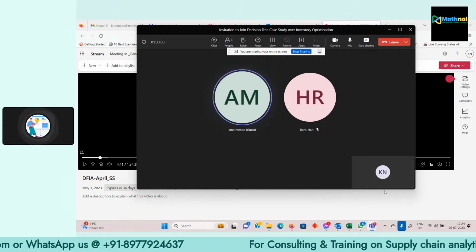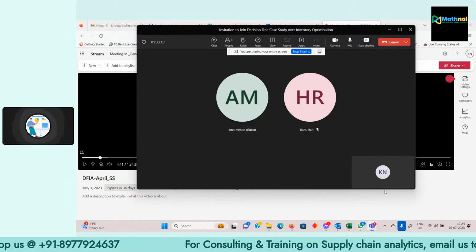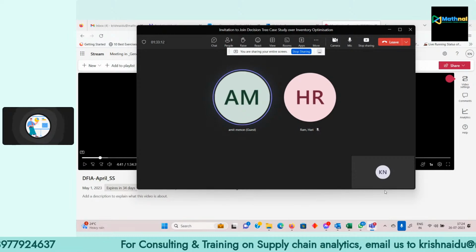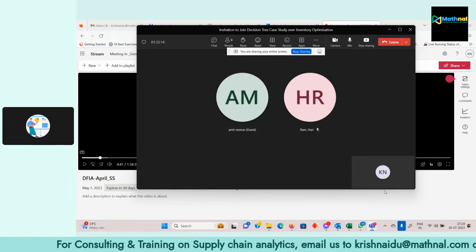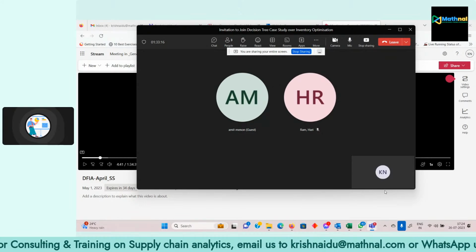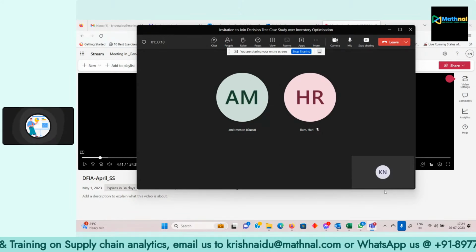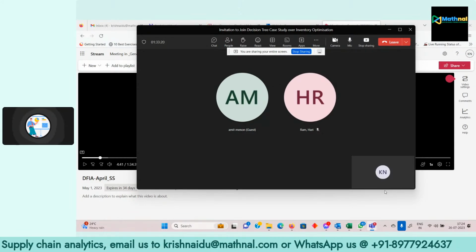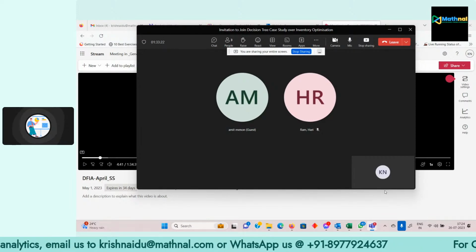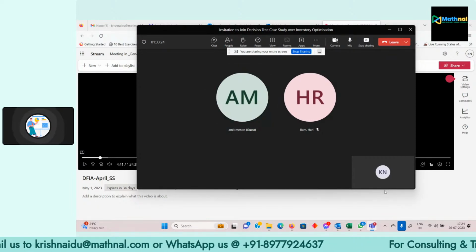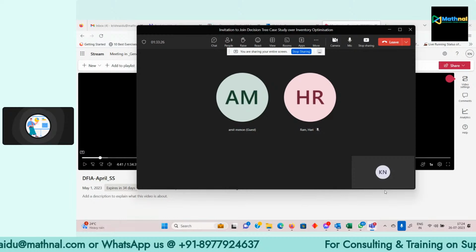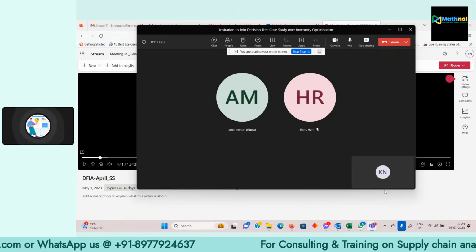It depends. Sometimes it is 7 people per batch, sometimes 10 people per batch, sometimes 4 people per batch, right? So it will not be a big batch. It will almost always be less than 10.